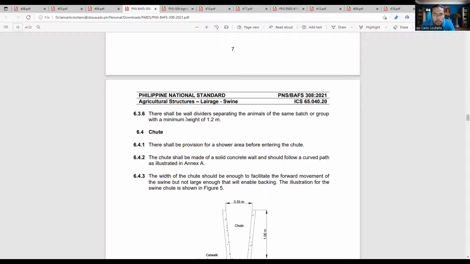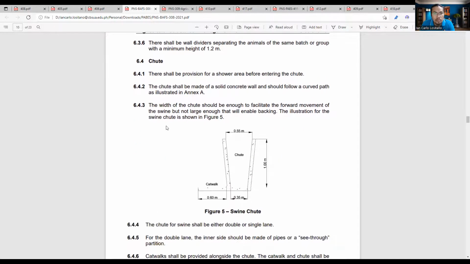Let's proceed now to the wall divider separating the animals of the same batch, which should be a minimum height of 1.2 meters. And for the chute, there shall be a provision for a shower area before entering the chute. This would alleviate the stress in the animal. The width of the chute should be enough to facilitate the forward movement of the swine, but not large enough to enable backing.